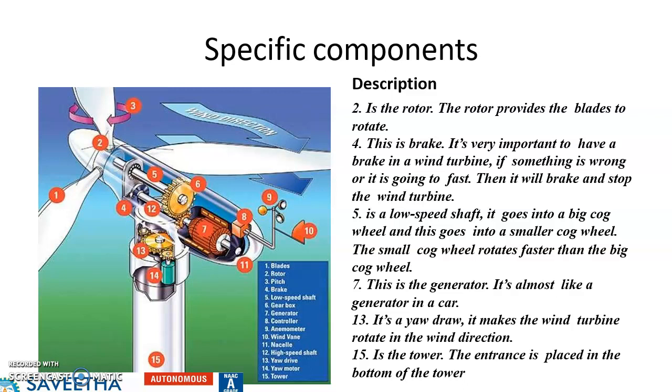Number seven is the generator. This is the generator. It's almost like a generator in a car. And number 13 is yaw drive. It makes the wind turbine rotate in the wind direction. And number 15 is the tower. The entrance is placed in the bottom of the tower.